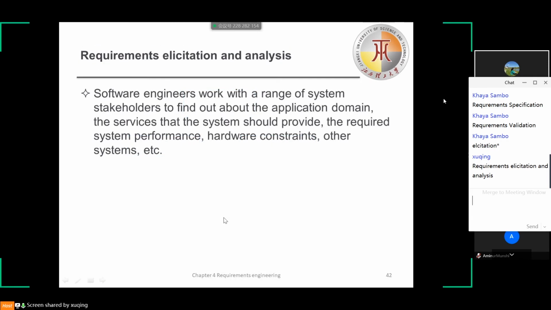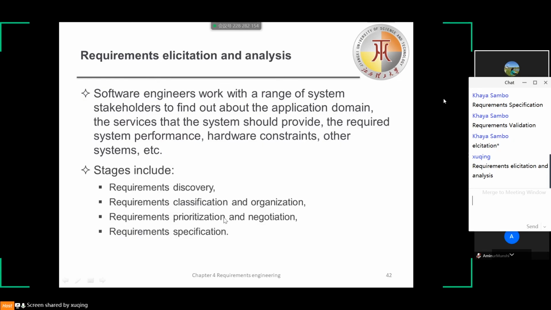As we have said before, software engineers work with a range of stakeholders to find out about the application domain, the services that the system should provide, the required system performance, hardware constraints, and other systems, etc. And these four stages are included in the requirements elicitation and analysis process: the discovery of requirements, classification and organization, prioritization and negotiation, and the last one, the specification of requirements. Now we'll see these four stages in detail.